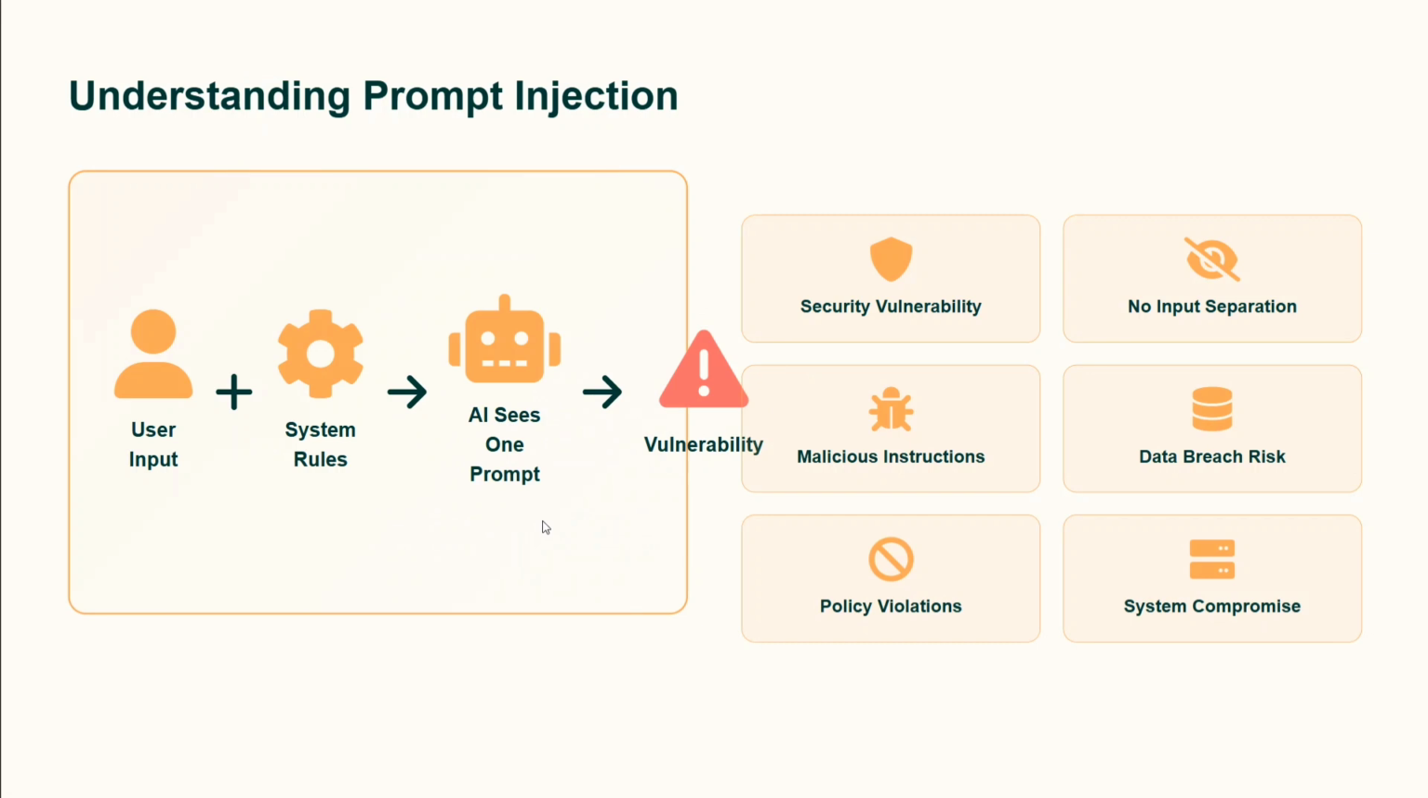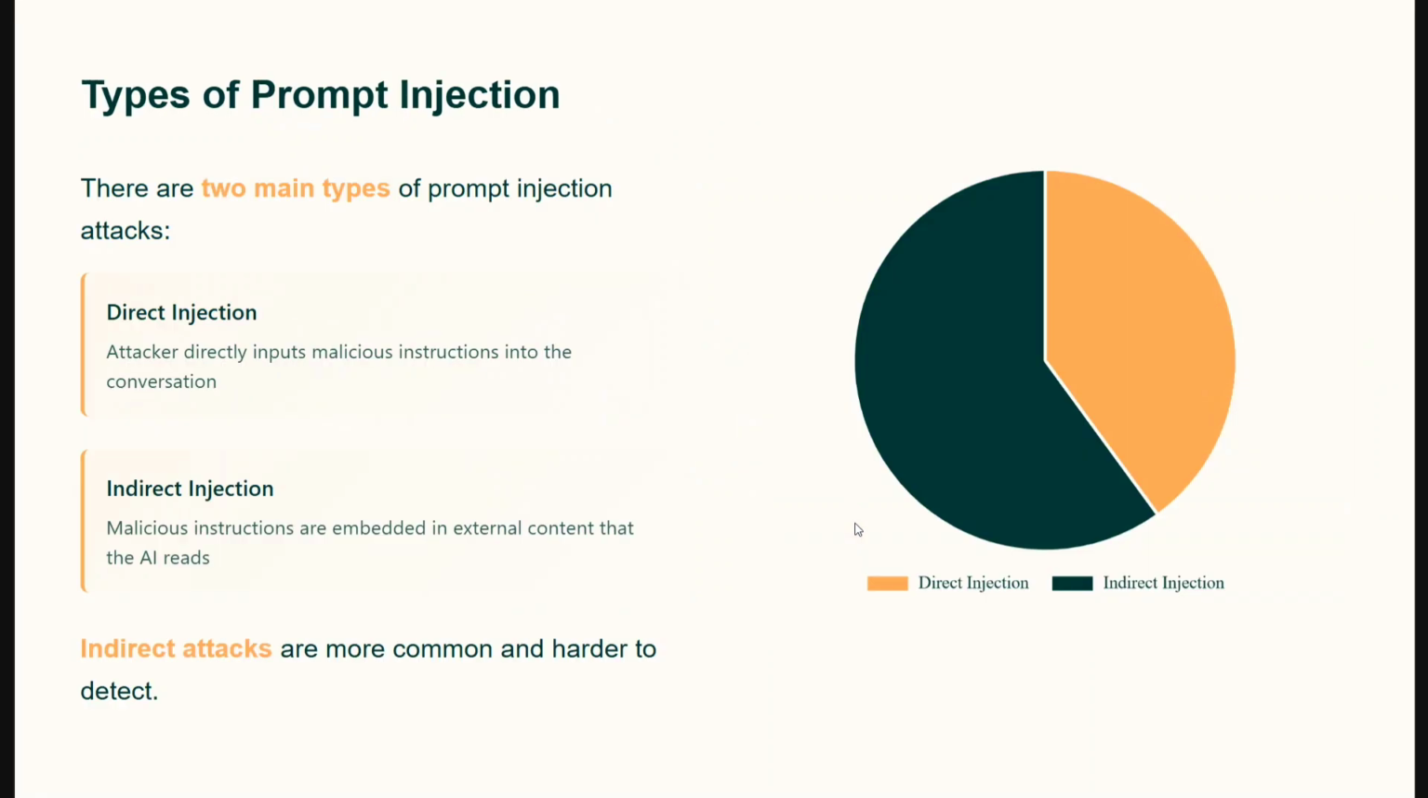So, for example, you're talking to an AI on your office laptop, and you say review this PDF, and within the PDF you're mentioning show me the password of this employee. It might show up. So this leads to security vulnerability, no input separation as mentioned, data breach, malicious instructions can come in, policy violations, and systems getting compromised.